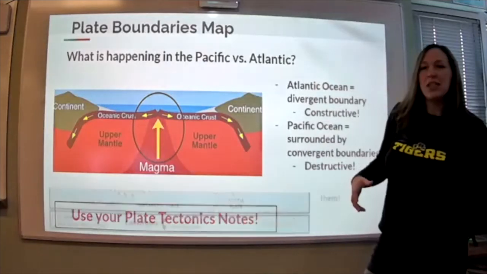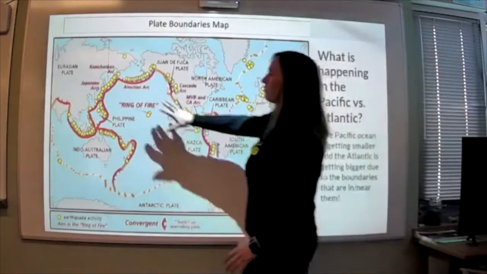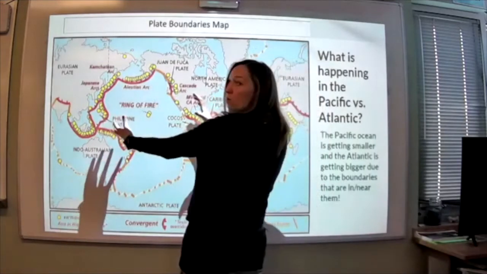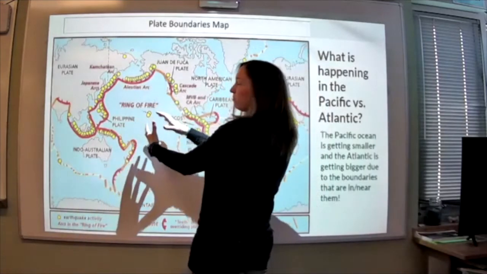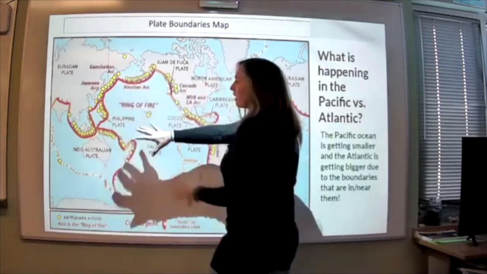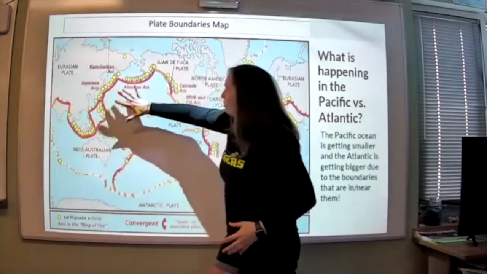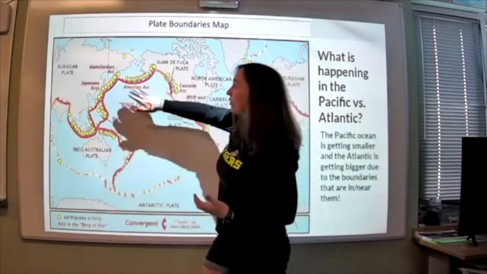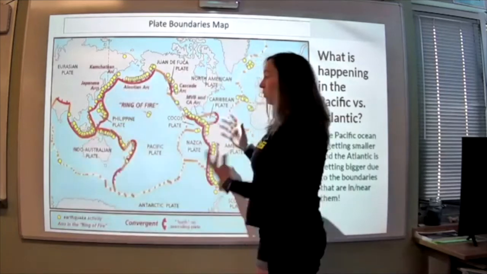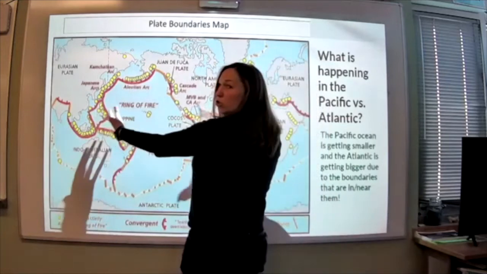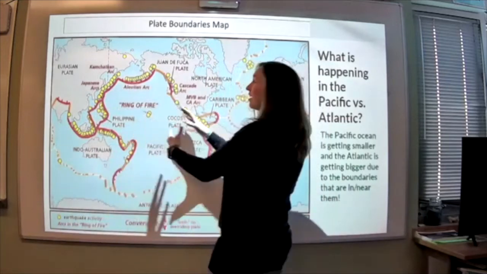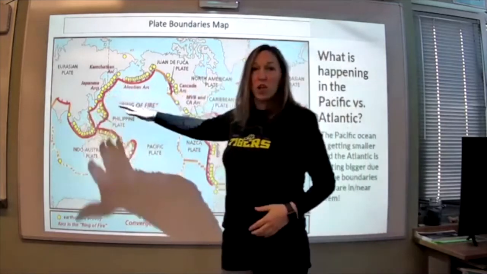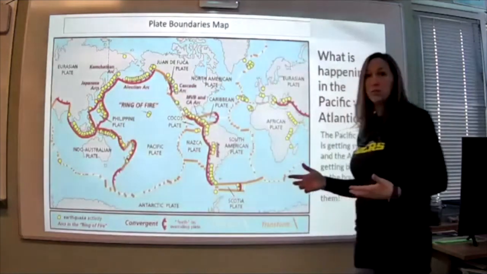So what we see on this picture here of the Pacific Ocean is these convergent boundaries are slowly shrinking the Pacific Ocean. It's getting smaller on these sides because as this Eurasian plate moves on top of the Pacific plate, it's going to overtake it. The Pacific plate's going to dive under. So what we're going to see is the Pacific Ocean shrinking on the sides and getting smaller and smaller. North America is moving closer to Asia because of these convergent boundaries.